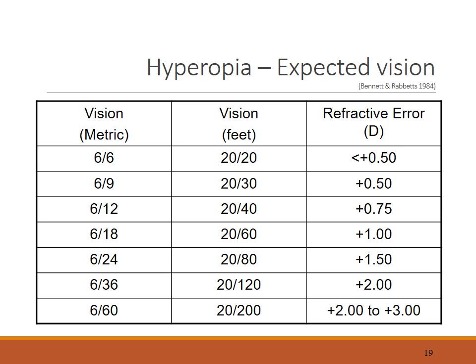Again, based on Bennett and Rabbetts 1984, this is the estimation of the refractive error of hyperopia. This table shows the estimation of the refractive error of hyperopia based on the level of visual acuity. However, as I mentioned in the myopia slide, this is only an estimation of the refractive error. We still need to do the full assessment of the refractive error, such as retinoscopy and also subjective refraction.